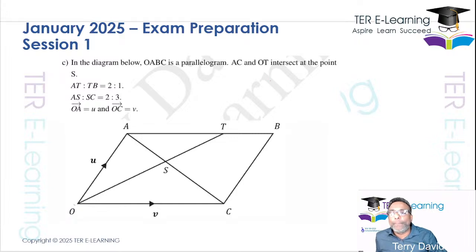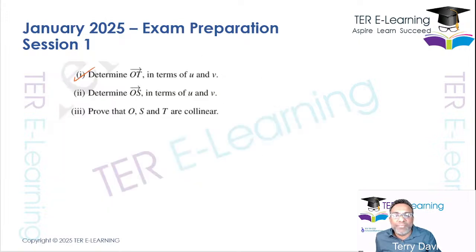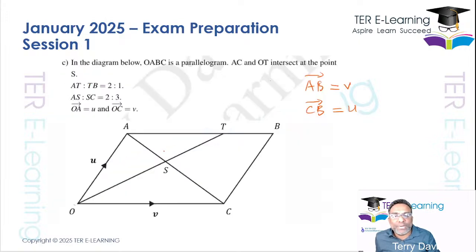So let me just write that in here. So the vector AB, because it's a parallelogram, has to be equal to V. And since OA is equal to U, the vector CB is equal to U as well. That might be required. So the first thing we want is the vector OT. So where is OT? OT is this vector here.